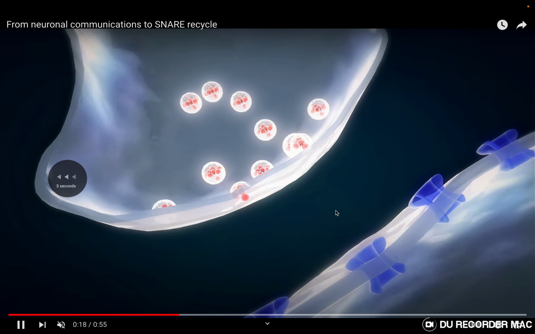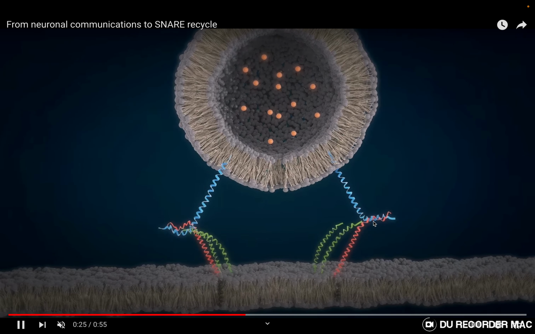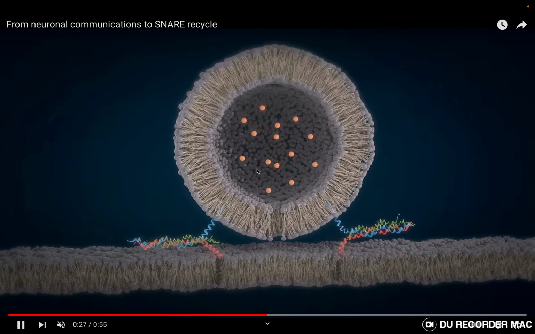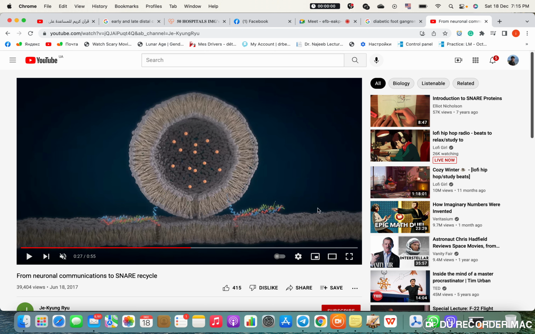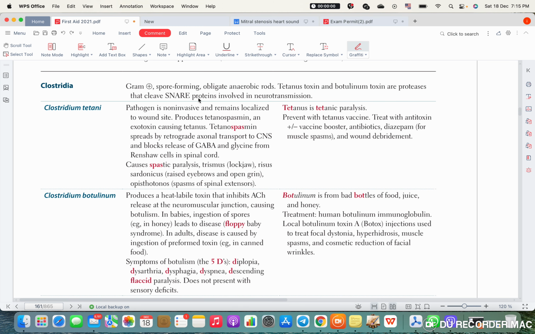Yes? So if we imagine a patient does not have SNARE proteins, can he release his neurotransmitter? Yes or no? He cannot. If he cannot release the neurotransmitter, he will lose some functions or gain some functions according to the type of neurotransmitter. So let's take a look. Exactly. So proteases destroy SNARE proteins, which are involved in neurotransmission, as we saw in the video.